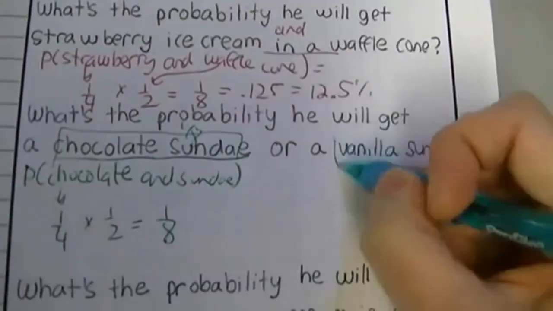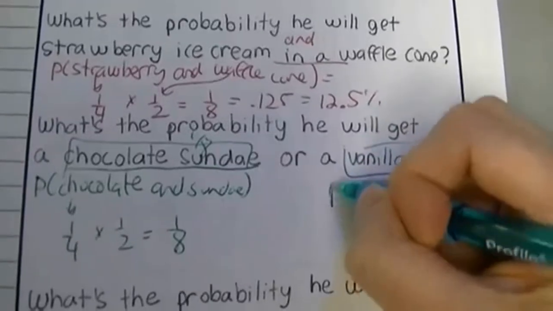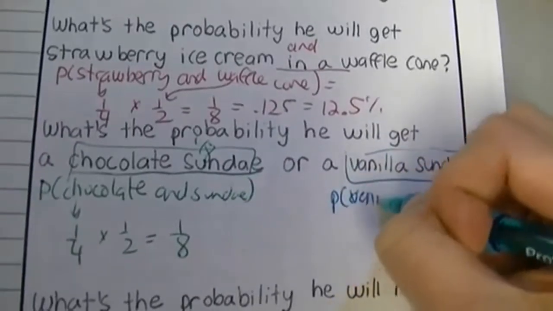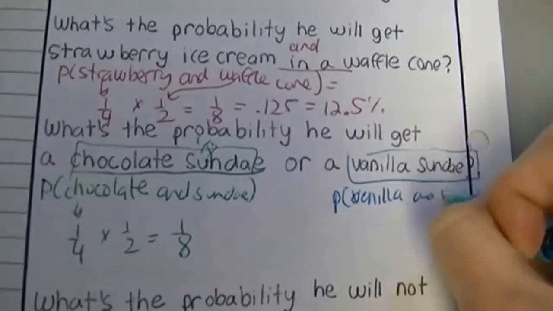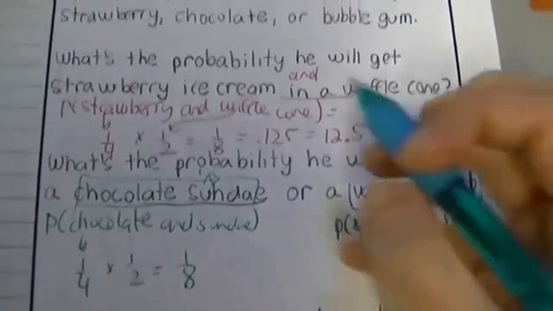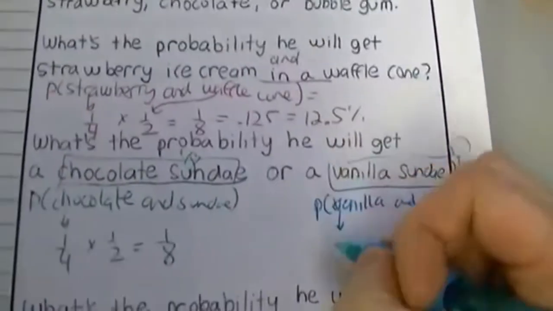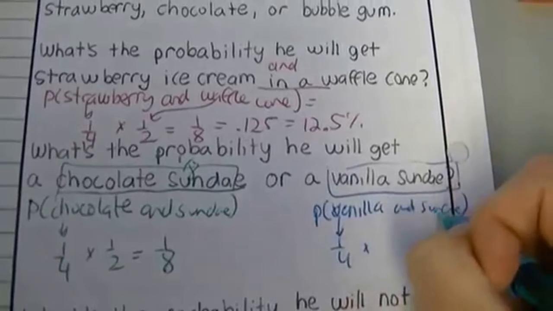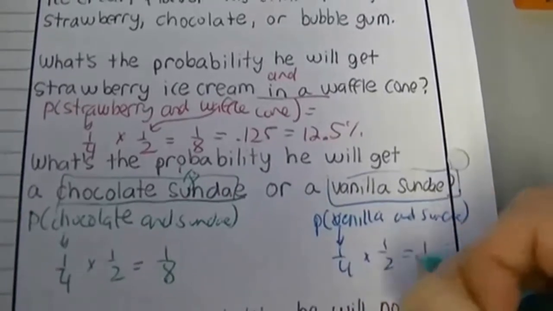Okay, the probability of him getting a vanilla sundae. So we want probability of vanilla and sundae. So probability of getting vanilla, again, it's going to also be 1/4 times probability of getting a sundae is 1/2, so that's 1/8.